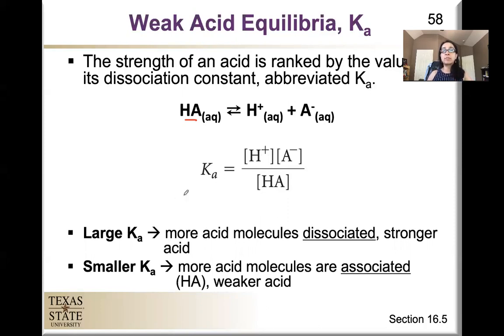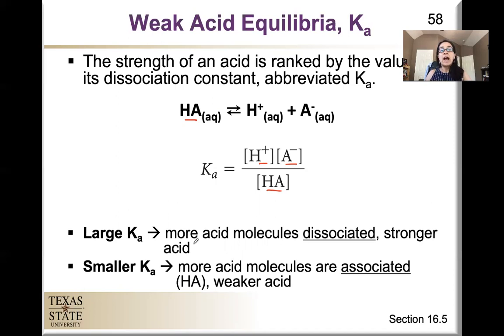Basically, if the value of the Ka is large, it would indicate that more of the acid has dissociated because you have more of the products, more of the H plus and the A minus, and a lower amount of the molecular acid. That would tell you that in fact you're dealing with a stronger acid. I'm not saying a strong acid, it's just a stronger acid than a different weak acid, I should say.